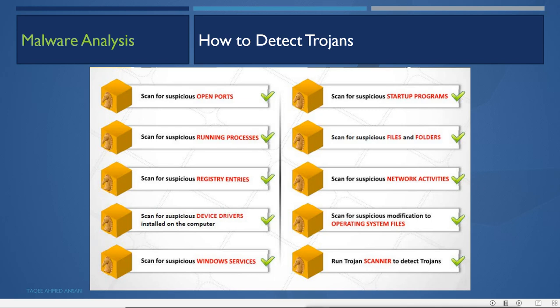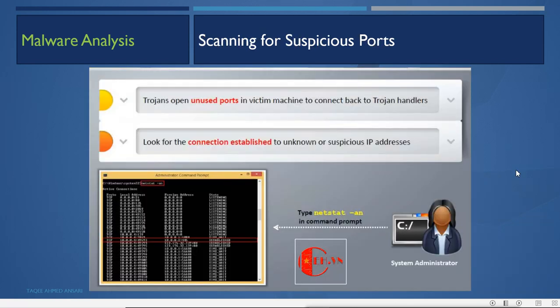So we can run Trojan scanners, we can run a tool to detect it, or we can do it manually also. First, scanning for suspicious ports. Trojans open unused ports in victim machines to connect back to the Trojan handlers. Remember, when your machine is infected with a Trojan, it will try to connect to the Trojan handler, that is the attacker. So look for connections established to unknown or suspicious IP addresses.